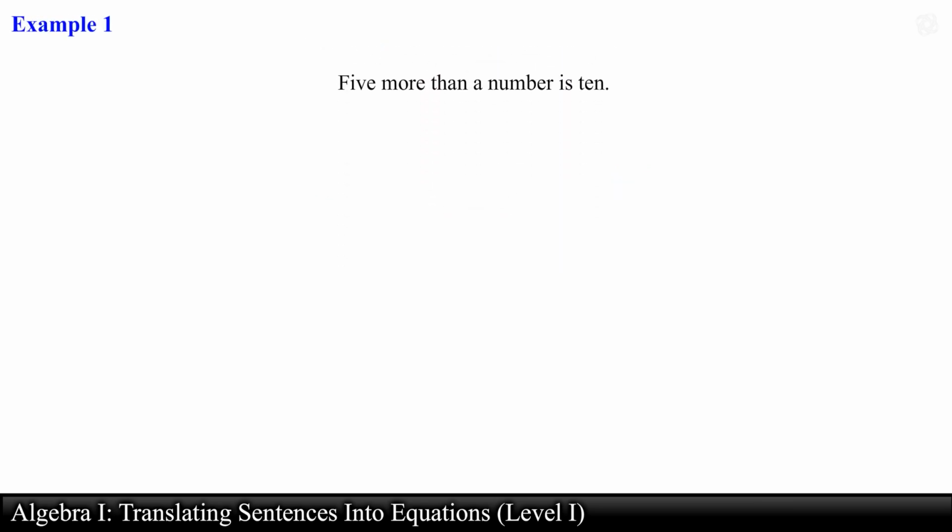Let's try this example. The first part should be fairly easy. If it's not, I recommend you check the previous video titled Translating Words into Symbols. Alright, let's go ahead and translate this sentence into an equation. The expression 5 more than a number translates to n plus 5 or 5 plus n because of the key word more, and remembering that when you add two numbers, the order is not important. Next, we add an equal sign because of the key word is. And finally, we include the number 10. The final expression is written as n plus 5 equals 10, or 5 plus n equals 10. Both expressions are acceptable ways of writing this equation.